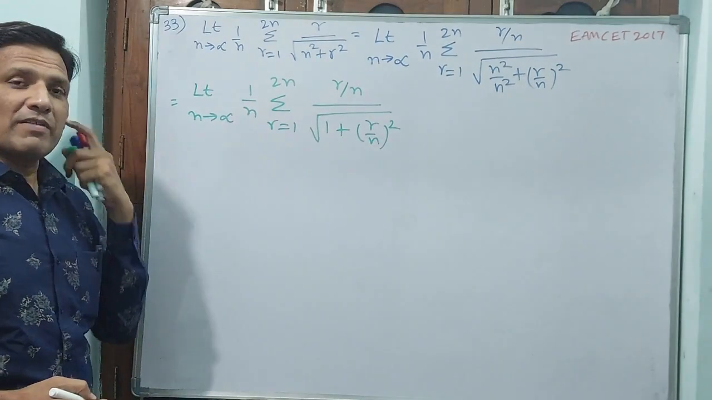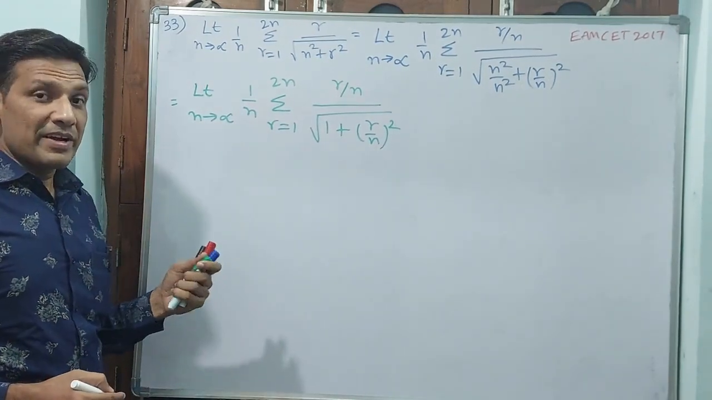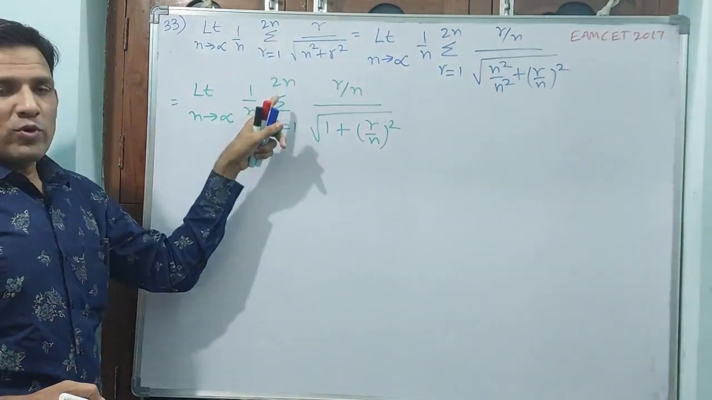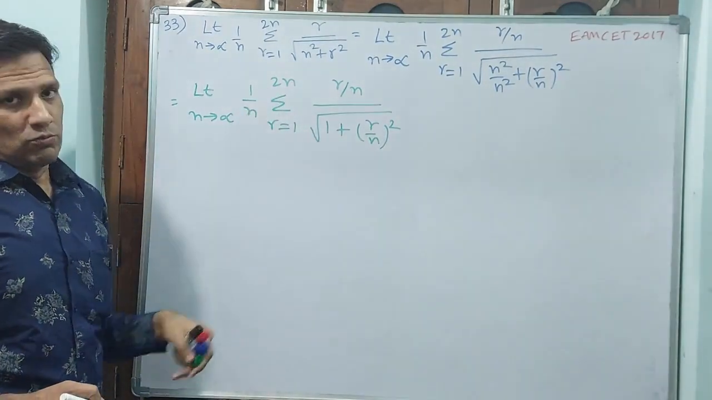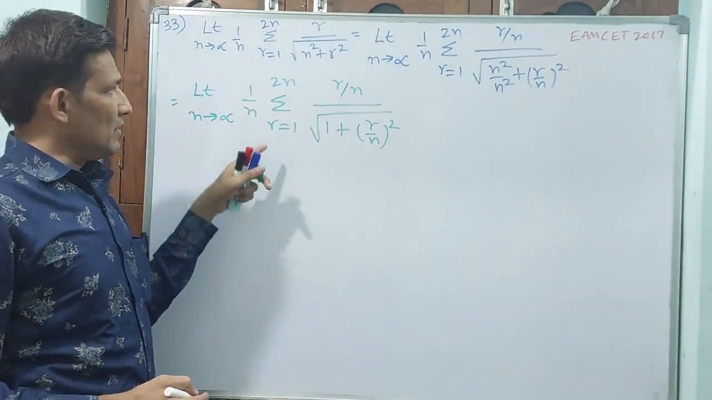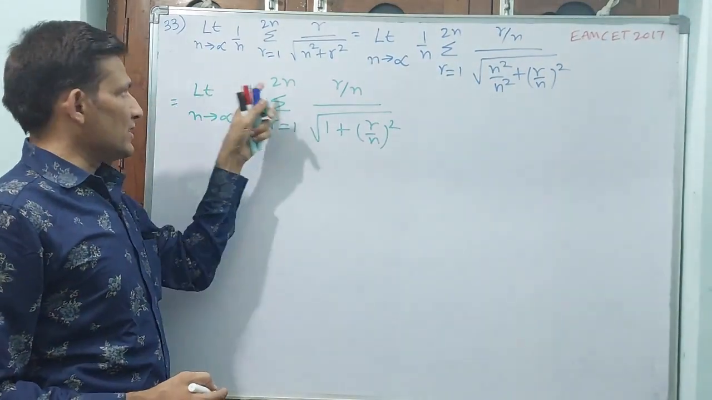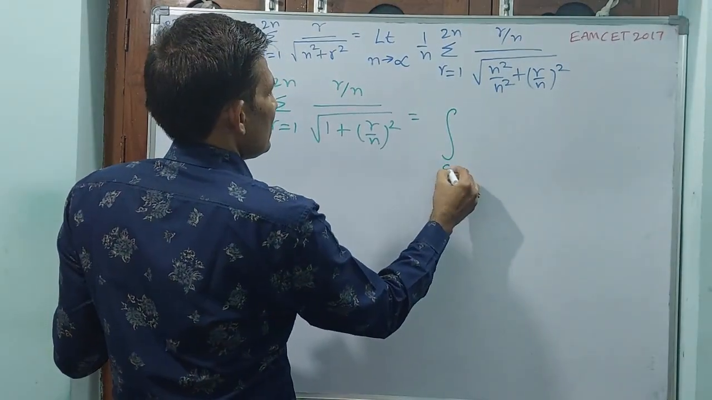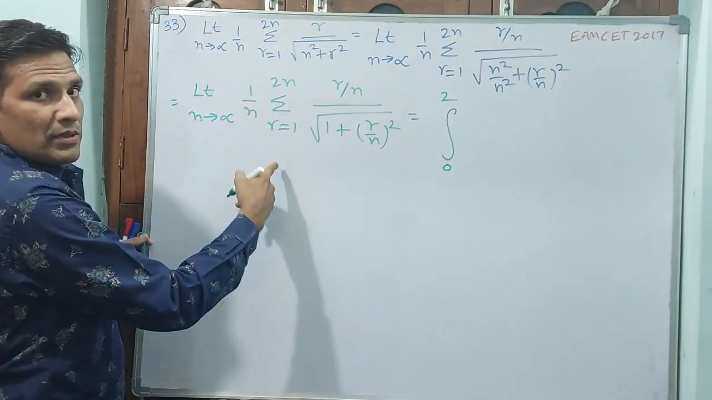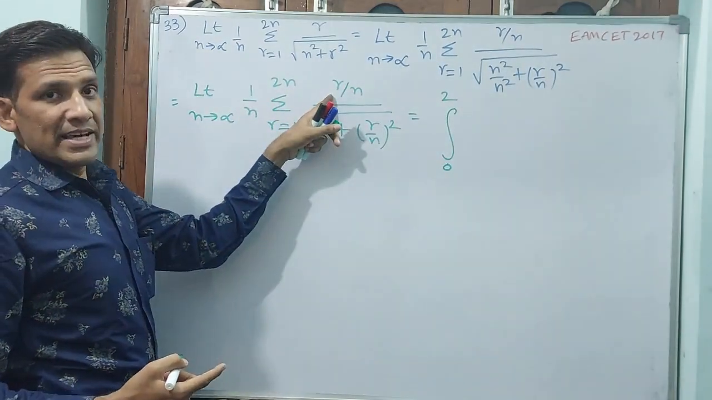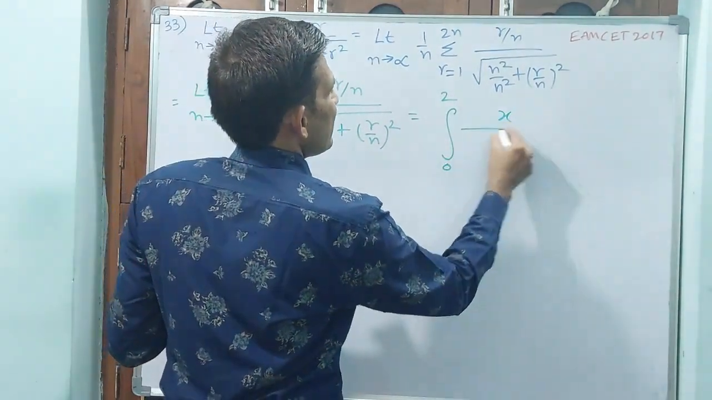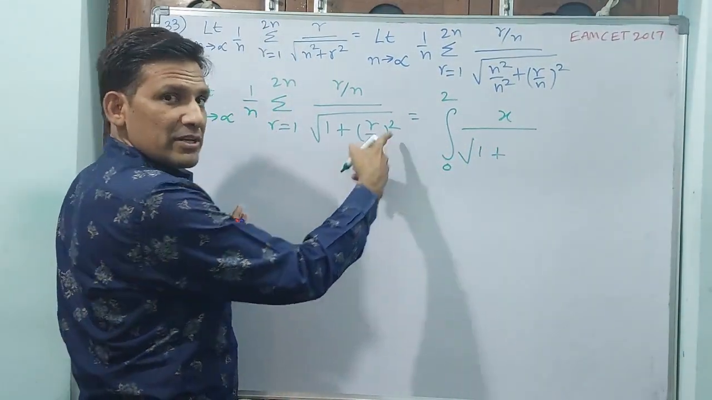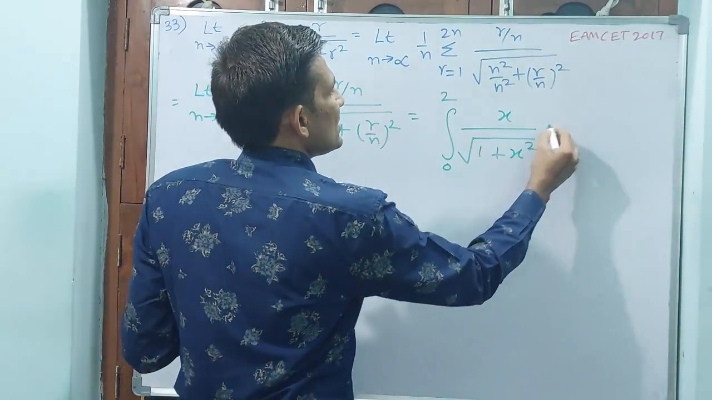Okay, now how are we going to convert this into a definite integral? Because see, wherever r by n is there, x will come. 1 to 2n has come rather than 1 to n. Then we will take 0 to 2, okay, 0 to 2 rather than 0 to 1. This 2n shows we have to take 0 to 2. Okay, that is equal to integral 0 to 2. Okay, see here what is there? r by n means x will be there, divided by square root of, here 1 is there, 1 you don't change, r by n is x, but square, dx.